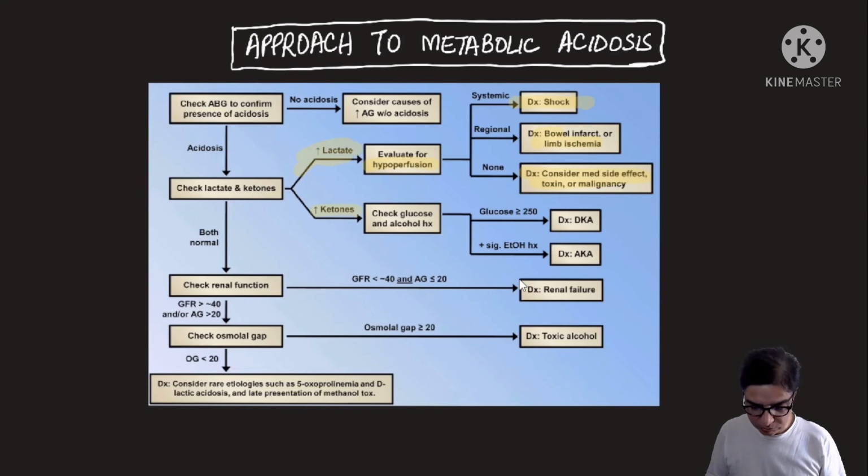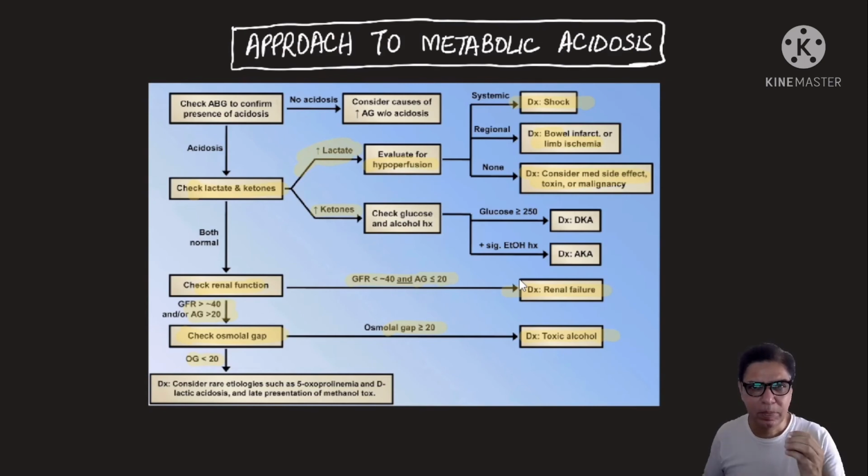because diabetic ketoacidosis might be one of the conditions, or it might be acute ethanol intoxication. If lactate and ketones are normal, in the light of metabolic acidosis, then you look for renal function, because kidneys are the organs which actually regulate your bicarbonate levels. So if the GFR is less than 40 and the anion gap is less than 40, you probably have renal failure. But if the GFR is greater than 40 and the anion gap is greater than 20, then you also look for the osmolar gap. If it is a high osmolar gap, then probably somebody has taken toxic alcohol. Or if the osmolar gap is low, then you have to consider certain other conditions, obviously which are beyond the scope of this particular lecture.